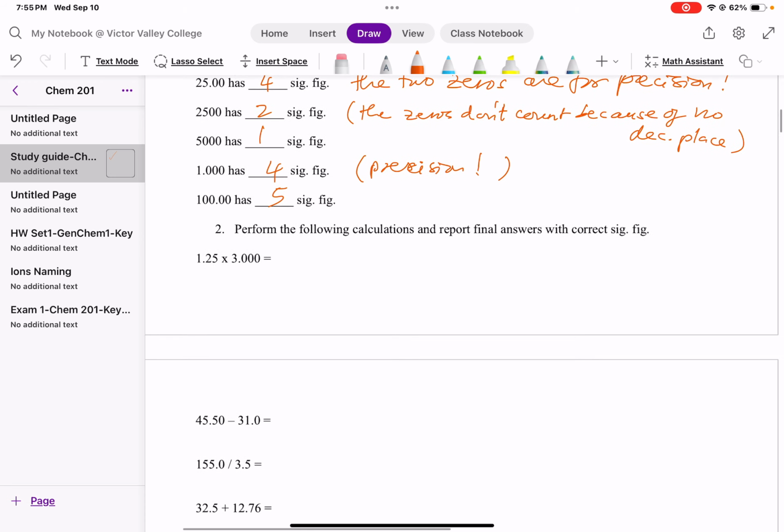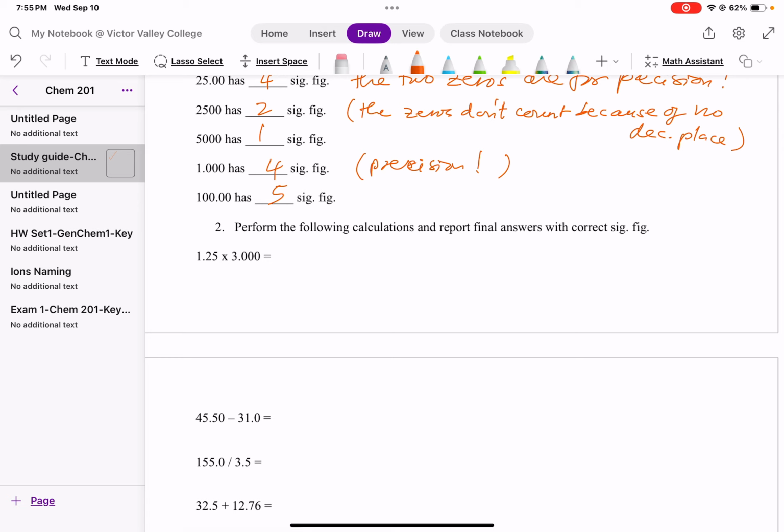When you multiply, you just multiply like normal. You've got 3 sig figs and you've got 4. Your final answer is what? 3.75? That's it. Cut it off. Take the lower one.